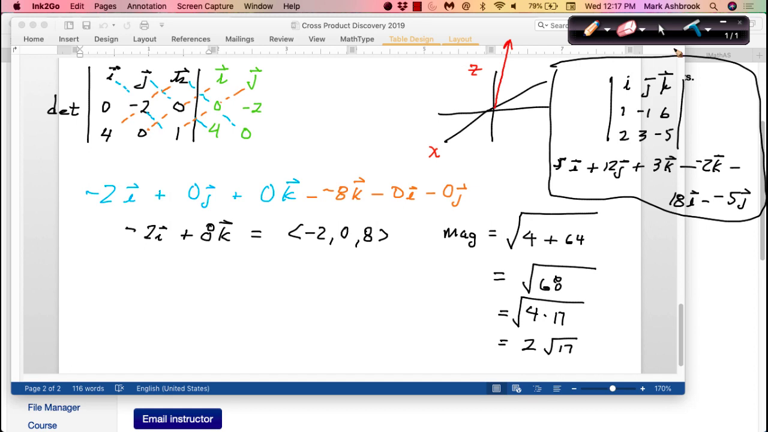Okay, so let's look at some applications of cross product. Any questions?